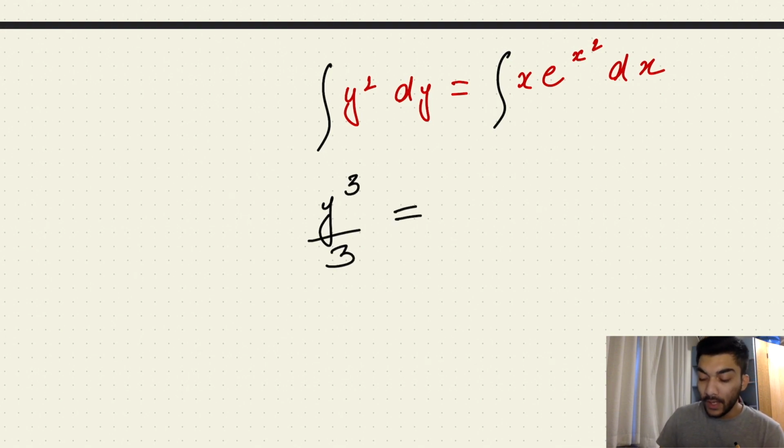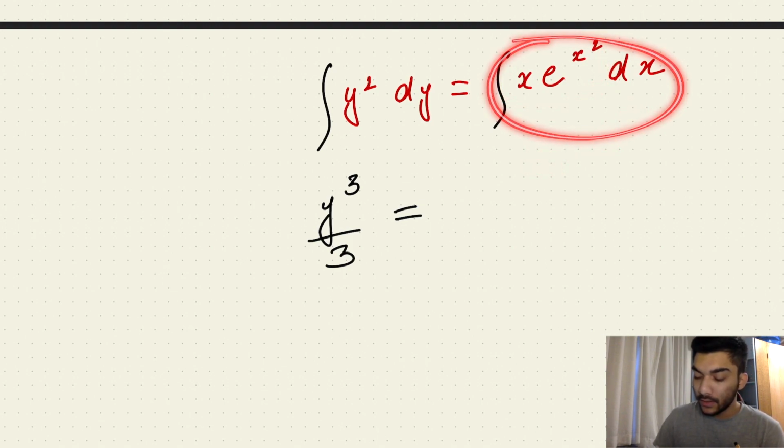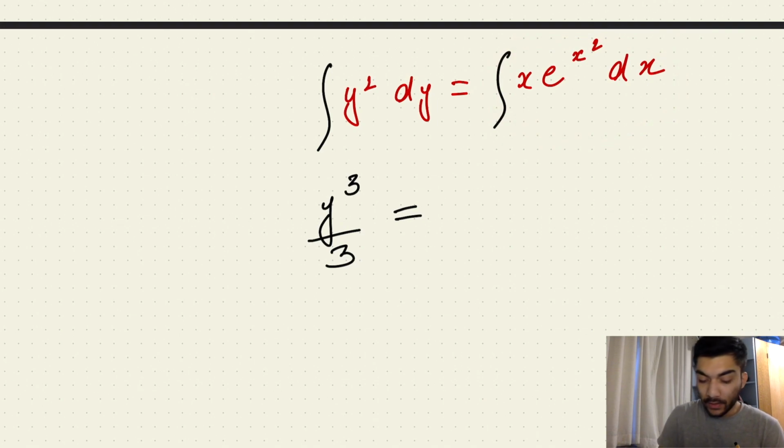The integral of x e to the power x square, you can use substitution to solve this. You can use your u function to be x square. And then you can solve for this indefinite integral, right? And if you solve this indefinite integral, you'll get 1 by 2 e to the power x square.